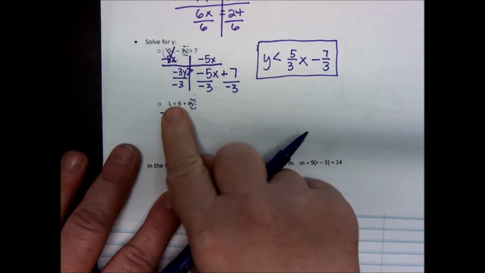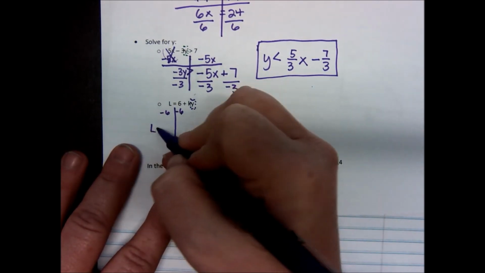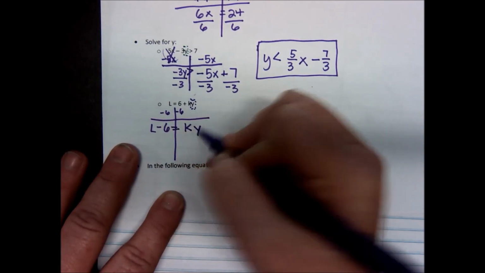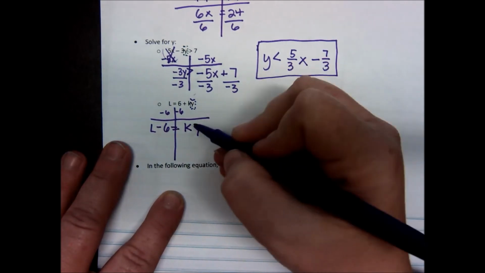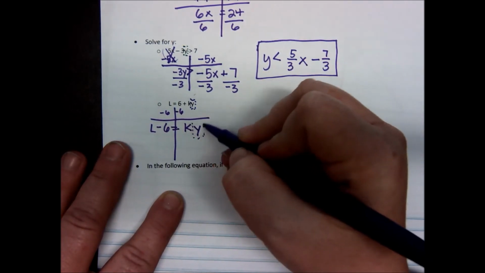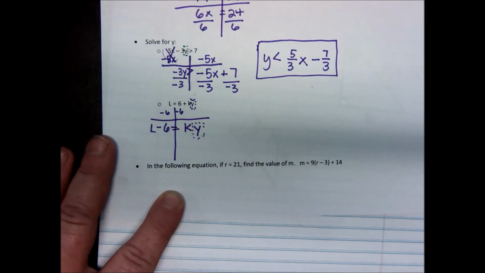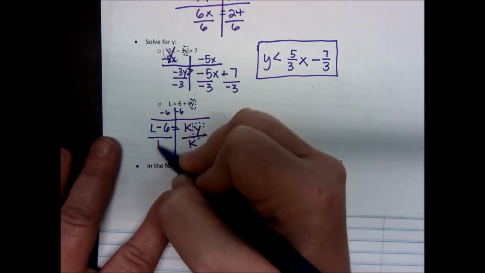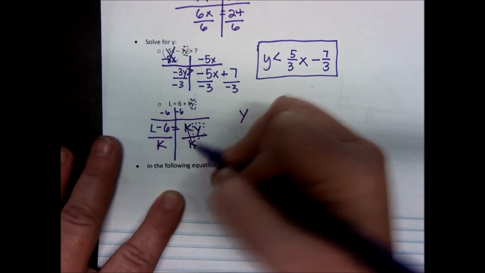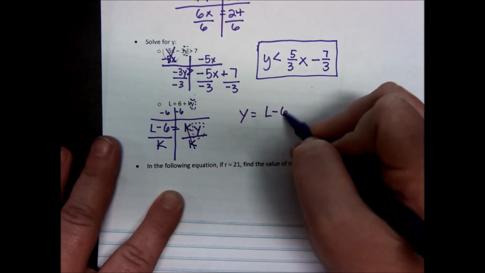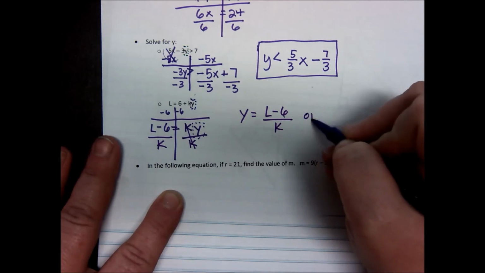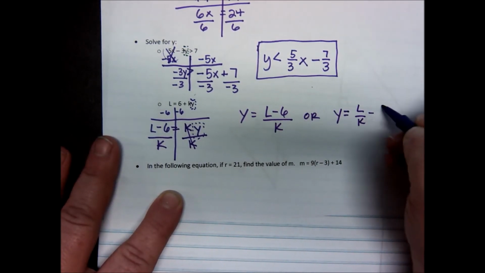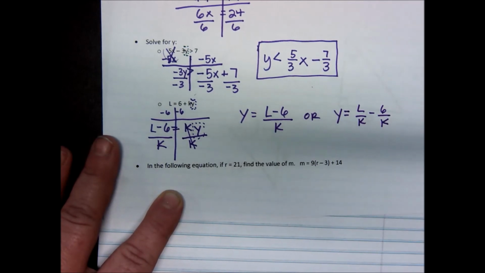When I subtract 6 from L, they're not like terms, so I get L minus 6 is equal to ky. And the last thing I need to do in order to solve for y is get rid of the k, which is actually touching the y. To get rid of it when it's touching the y, I divide by that letter. So I end up with y is equal to L minus 6 divided by k, or we could also write y is equal to L over k minus 6 over k.